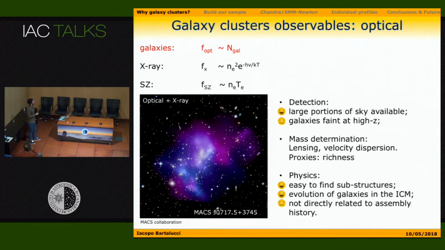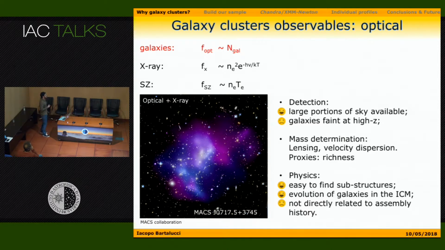Optical is also very good for mass determination because we can use some techniques to directly relate some observables of the galaxies with the dark matter potential. For example, we can use lensing, or we can use velocity dispersion by correlating the velocity of the galaxies with the potential well of the dark matter. And then we could also use some proxies. For example, we can use the richness, simply counting the galaxies, to get the mass of the cluster.